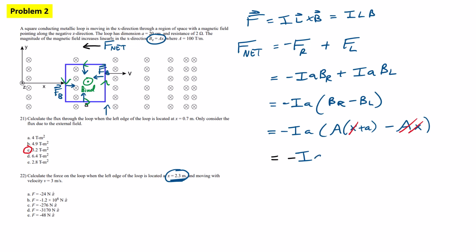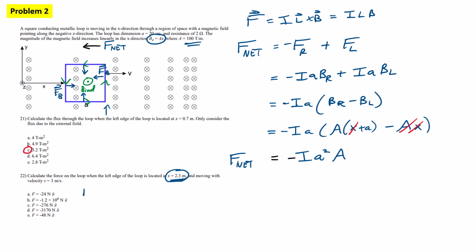All right, at the end, we're going to be left with minus I multiplied by, again, combine all of this, you're going to get a squared and multiply by that constant a, which is 100 Tesla per meter. All right, this is how you calculate this magnetic net force. We know all these concepts, but I still haven't calculated what the induced current is. So now I need to work on that.